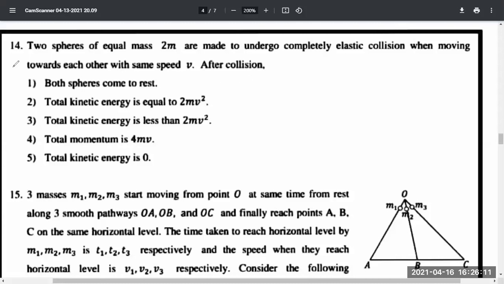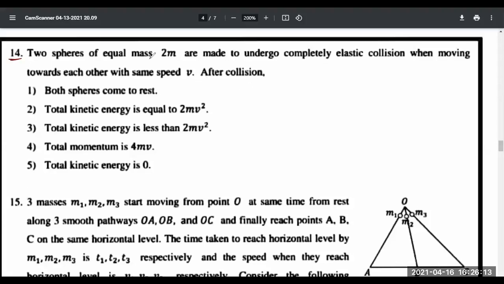Question number 14. Two spheres of equal mass 2m are made to undergo a completely elastic collision when moving towards each other with the same speed v. Right. Just before collision, 2m is the mass, and they are traveling at v towards each other. Now, after collision, what do you think will happen?